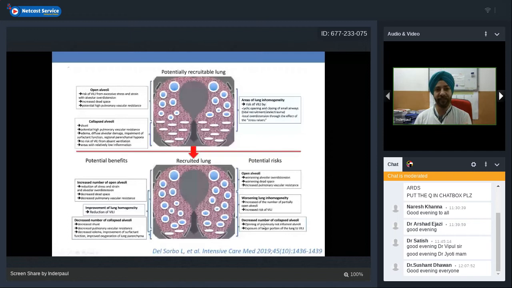So it is possible that these lungs were collapsed because there was a lot of inflammation. By opening up these collapsed alveoli, you might actually increase the inflammation further. So there is a very delicate balance between the potential harm and potential benefit when you do a recruitment maneuver.